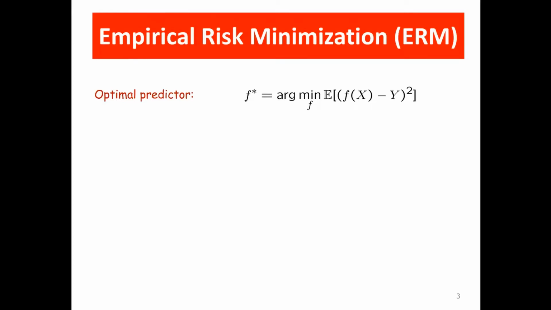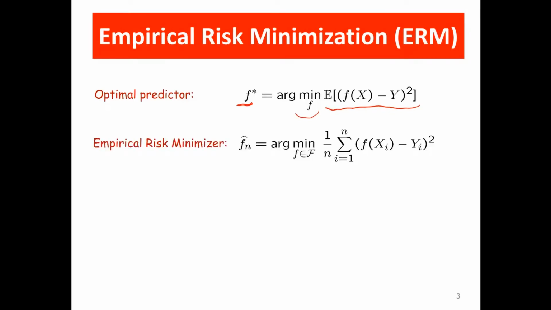As we already discussed, the optimal predictor, f star, is a function that minimizes the risk among all possible functions in the universe. The difficulty is, in practice, we only have a training data. We don't have access to the joint distribution of x and y. But what we can do is that we know that by the law of large numbers, the empirical average converges to the true expectation. That's why the empirical average can be used as an approximation of the expectation of (f(x) minus y) squared.